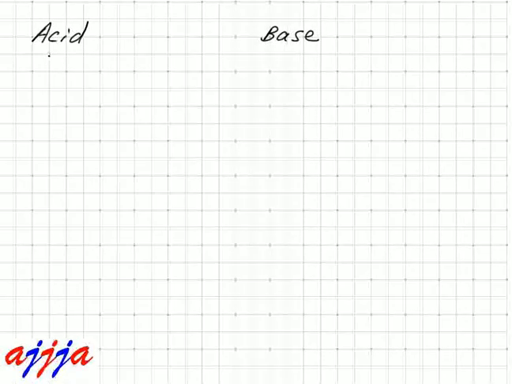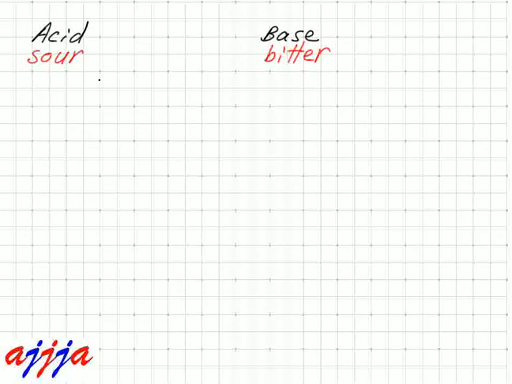Acid and base. Today, at least you have to understand the difference between acid and base. Okay, get to the point now. Alright, acid. First of all, what is the taste? Sour. That's right, very sour. Alright, what about base? Bitter. Alright, bitter in taste.